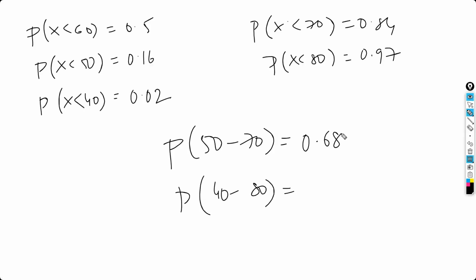What is the probability between 40 to 80? 0.95. That is 0.97 minus 0.02. That's it. Already you have this value minus this value, right?